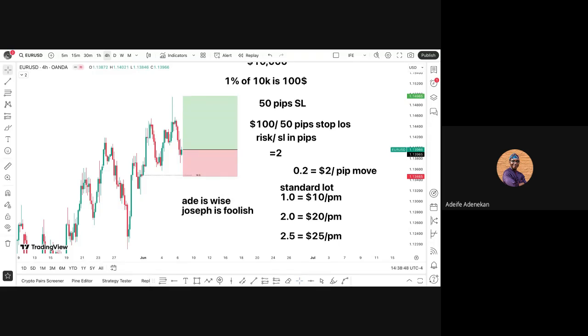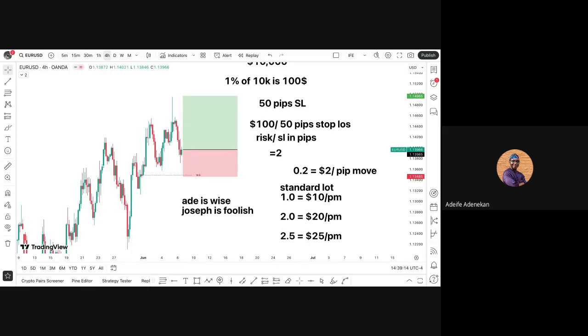Now imagine a situation whereby Joseph is an emotional trader. He takes a loss. Instead of closing his laptop and going to fight another day, he enters again, and again, and again. Before you know it, he has lost $3,000 in one day out of 10K. It's remaining only $7,000. How many days do you think it will take him to blow the whole account?